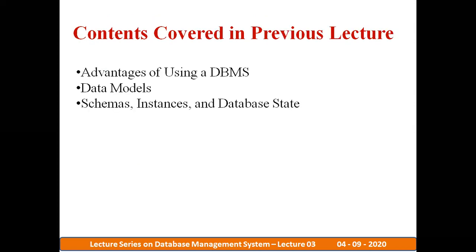So in the last class, we discussed the advantages of using the DBMS. We listed 9 advantages like controlling the redundancy, giving different privileges to the users, then backup facility, then recovery, then persistent data storage. These are all the advantages that are given by the DBMS software, which is not possible in the traditional file system. Then after that, we discussed the data models.